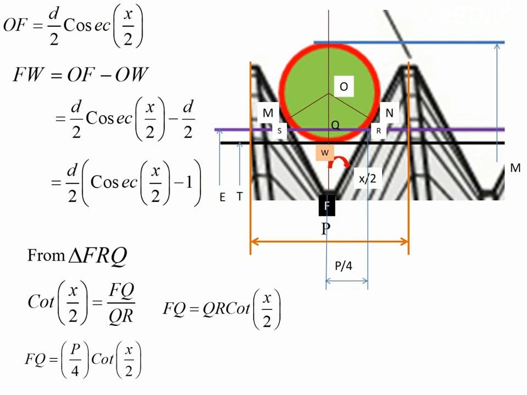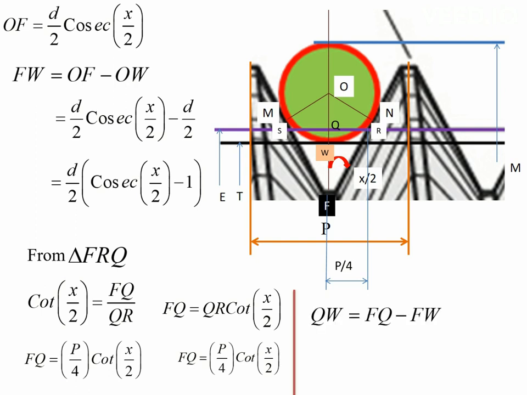The value of QR is P by 4. Substituting the QR value, FQ becomes P by 4 into cot of x by 2. And from the above diagram, we observe that FQ is QW plus QF. Previously we determined the FQ value, P by 4 into cot of x by 2, and also the FW value, D by 2 into cosecant of x by 2 minus 1. Then QW equals FQ minus FW. Then we substitute the FQ and FW values.